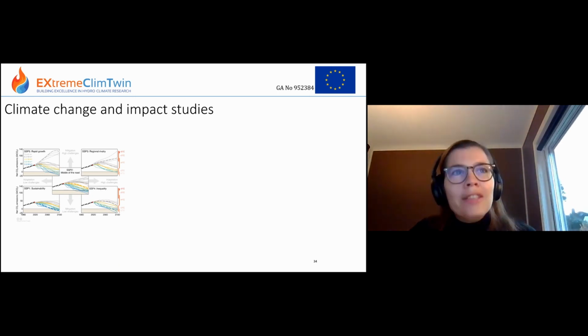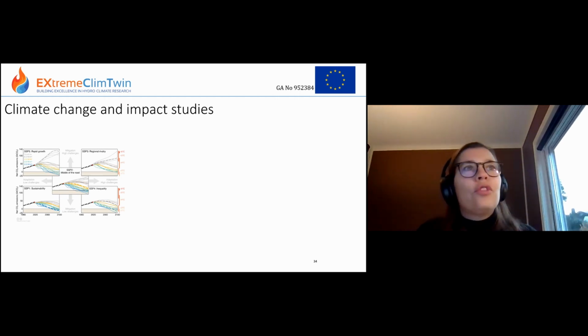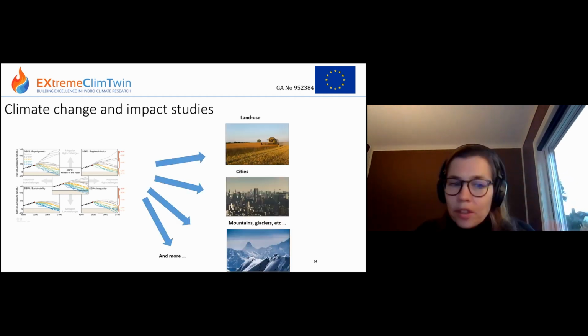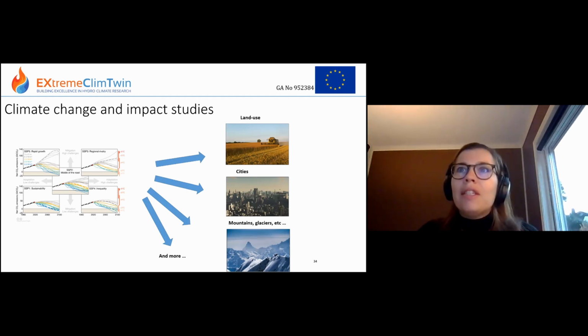And of course, for our interest today, one thing you can do with the regional climate models is looking at different scenarios for the future. So here you can see the different SSPs. Hopefully you've heard about it, but they are different scenarios you can have for the future. So you have SSP5, the rapid growth, SSP1, the sustainability road, but those are basically different ways you can see your future. And you can look at how climate could be for these different scenarios over different regions of the world. And as I said, you can look at different processes or different regions or different topography. So you can look at land use, at cities, at mountain glaciers and more for these different scenarios.